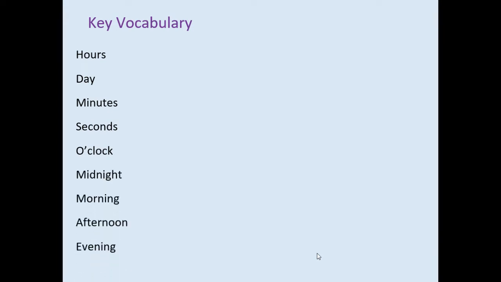Right, let's look at the key vocabulary first. Please repeat after me. Hours, day, minutes, seconds, o'clock, midnight, morning, afternoon, and evening.